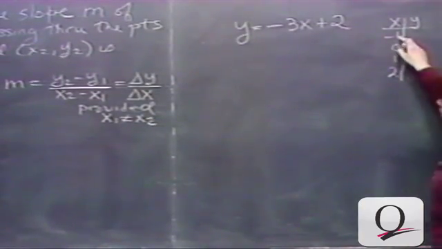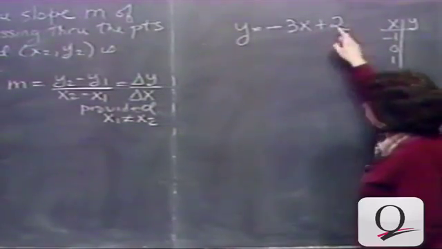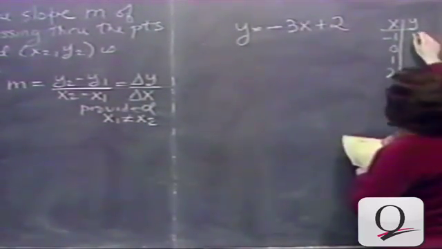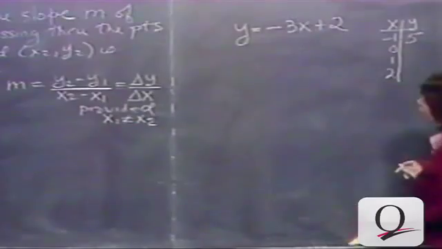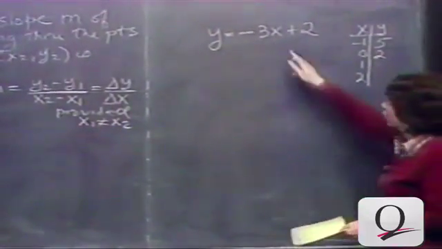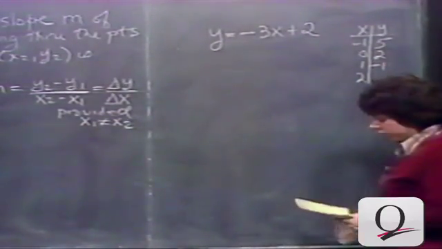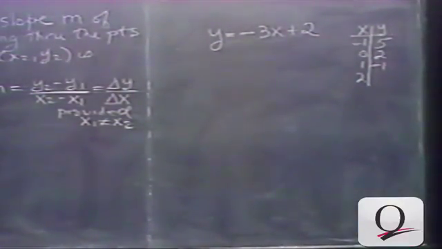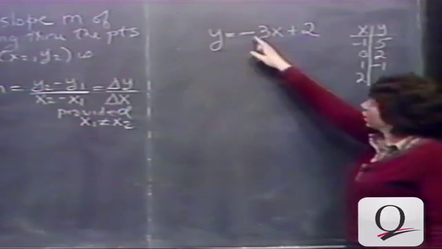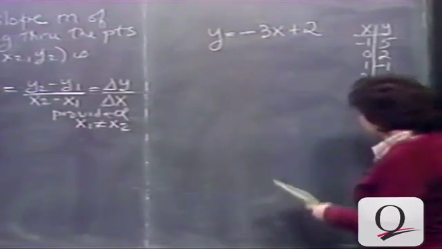If x is equal to minus 1, we would get minus 3 times minus 1, which is plus 3, plus 2. Y would be equal to 5. If x is equal to 0, y would be equal to 2. If x is equal to 1, you get minus 3 plus 2. Y would be equal to minus 1. And if x is equal to 2, you get minus 6 plus 2, minus 4 for the y value.